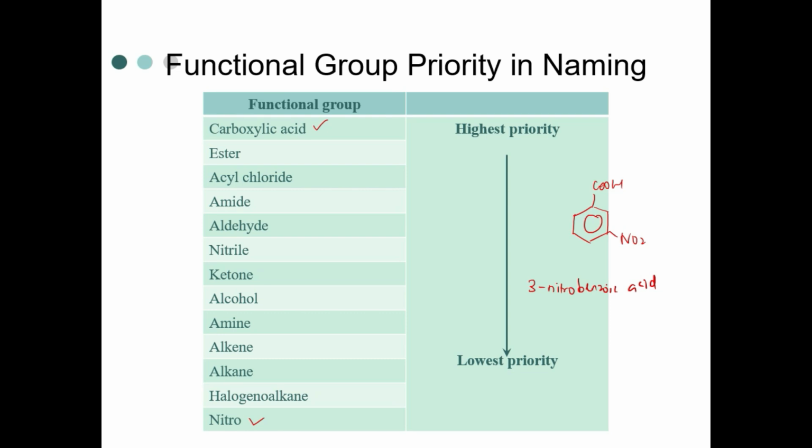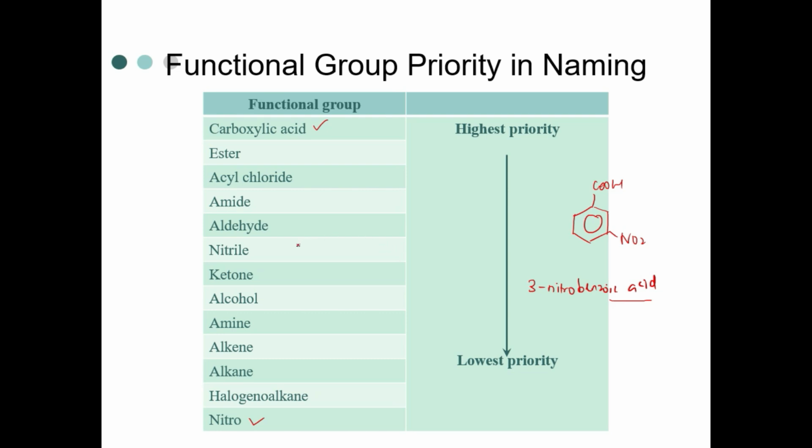Now do not worry about this priority so much because in your paper 4, they rarely give very complicated molecules. They rarely ask you to name very complicated molecules. So I'll recommend you to only remember carboxylic acid as the one with the highest priority. As long as you see COOH in the molecule, you know that the name will end with OIC acid. I realize that they really love to give you a molecule which contains carboxylic acid with another substituent group. So the name will always end with OIC acid.